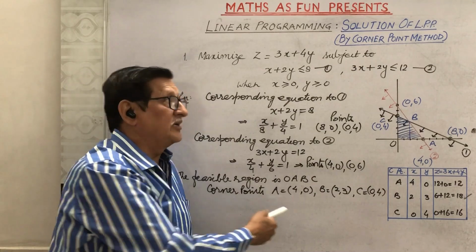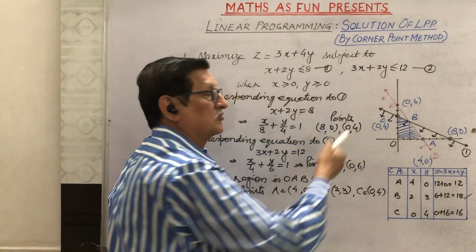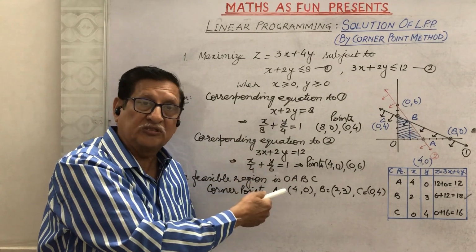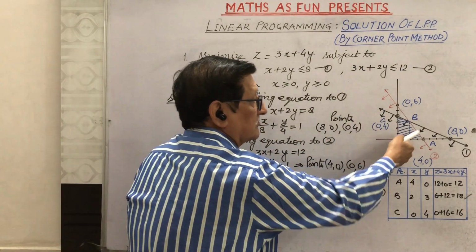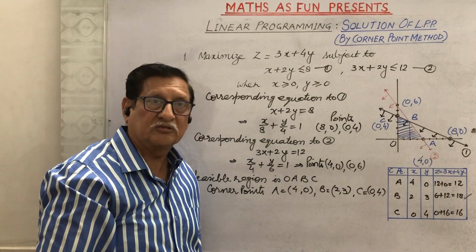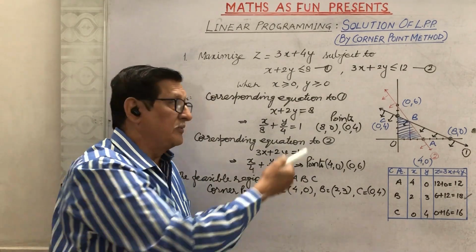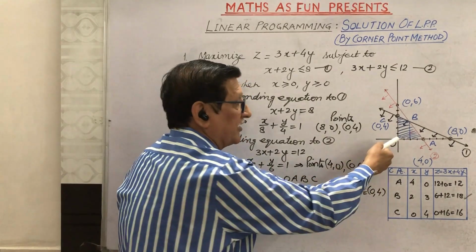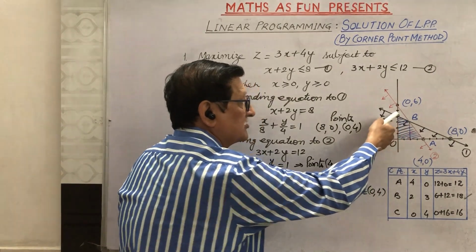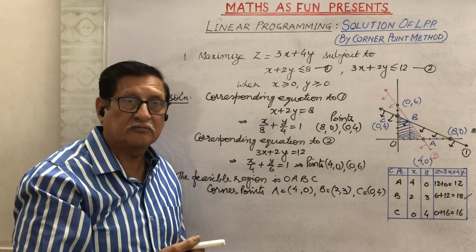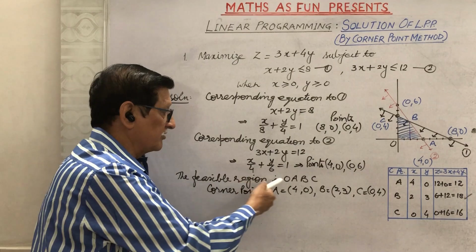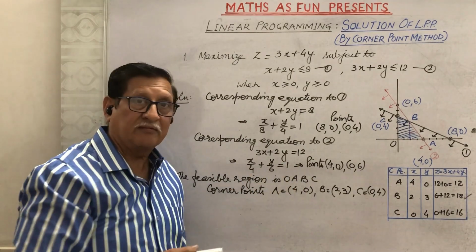And here also we find 0 plus 0 is less than or equal to 12. It means the solution region of this also contains origin. So we mark the arrows here to show the solution region. What is the common solution? That is the feasible region. And here we find the feasible region is OABC in the first quadrant. So we will write the feasible region is OABC.